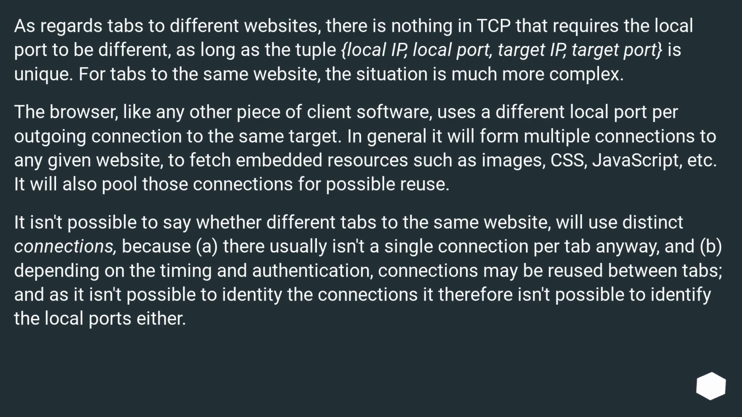The browser, like any other piece of client software, uses a different local port per outgoing connection to the same target. In general, it will form multiple connections to any given website to fetch embedded resources such as images, CSS, JavaScript, etc. It will also pool those connections for possible reuse.